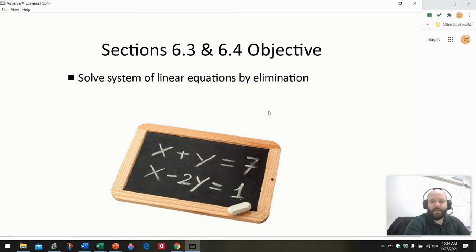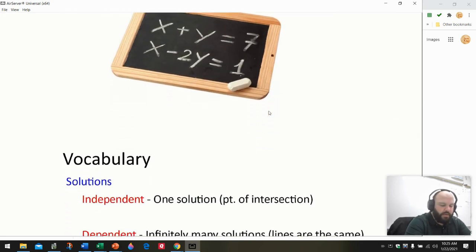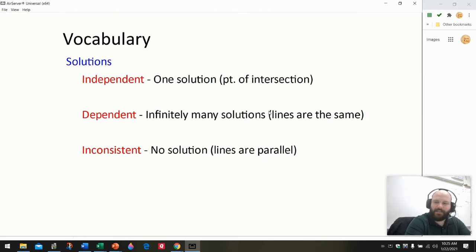Okay, hello everybody. So today we're going to continue our discussion on solving systems of linear equations, but we are going to learn a new technique today, and that technique is called elimination. This is very similar to substitution in that it is an algebraic way of solving systems. However, the actual technique is slightly different, which I will show you in a second.